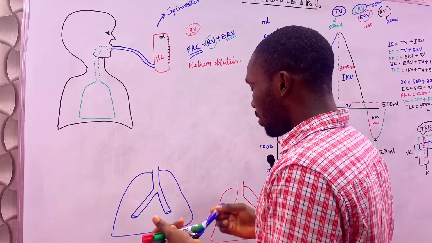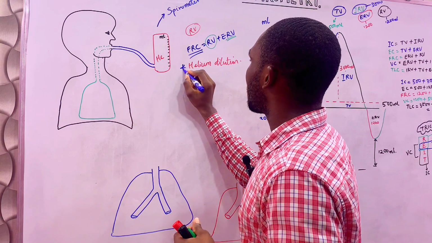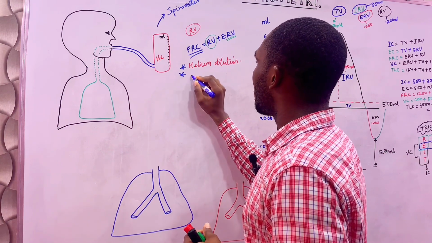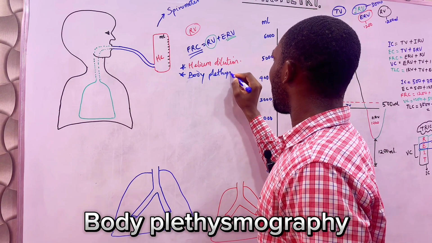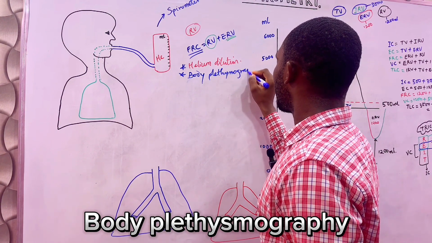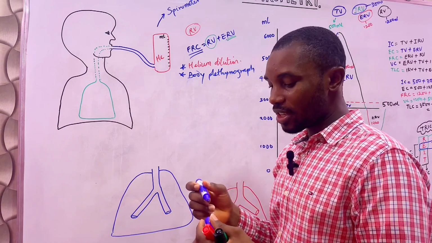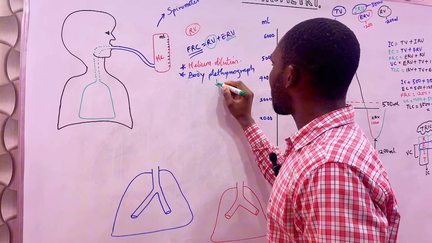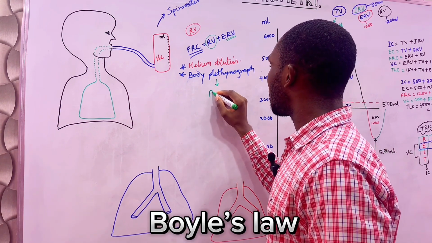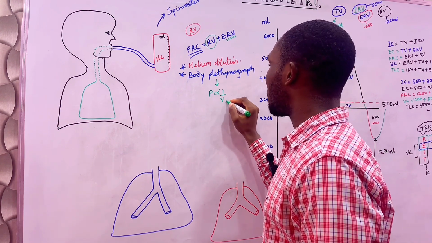The other method they use is body plethysmography. This body plethysmography uses a device known as a plethysmograph, and it works on the principle of Boyle's law, which says that the pressure is inversely proportional to the volume, right?